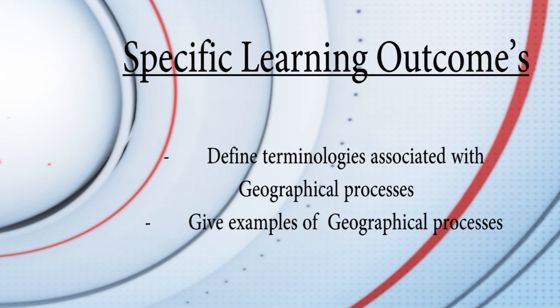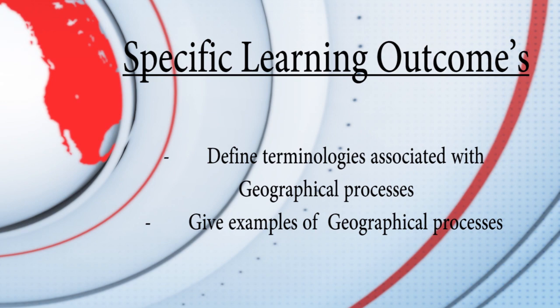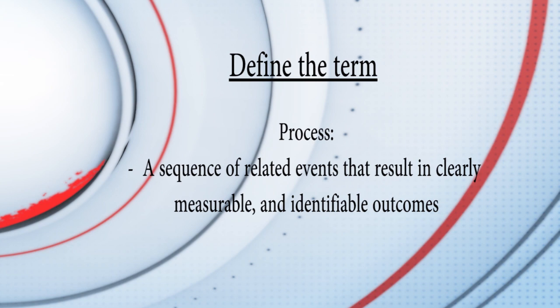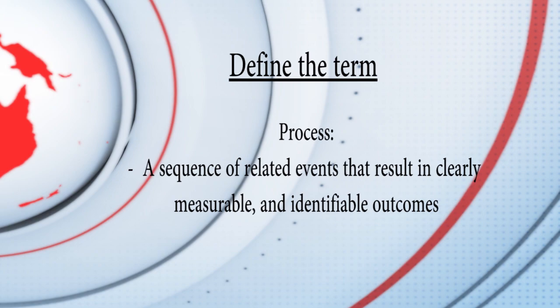So this is our process that we're going to look at today. Geographical processes. And also, 2, give examples or provide examples of this geographical process. Okay, let's look at process on its own. A process is a sequence of related events which result in clearly measurable and identifiable outcomes.